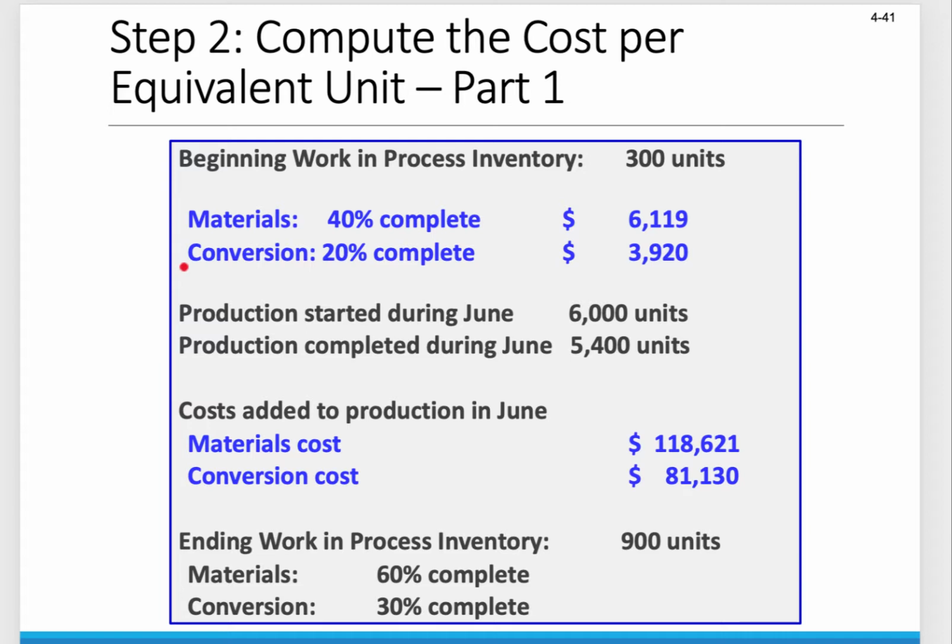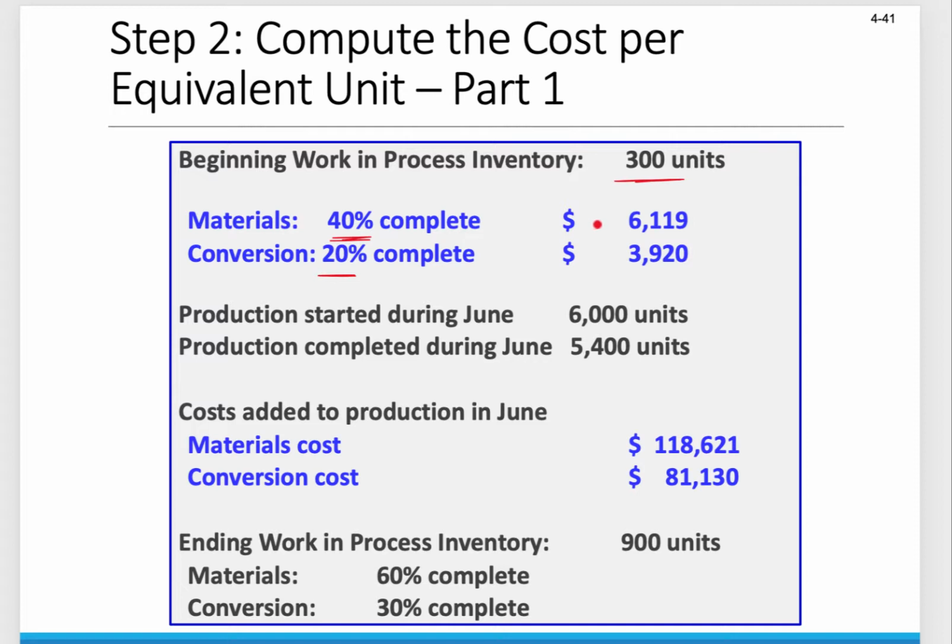Notice what they give us here. They give us the beginning WIP, 300 units, 40% completed with respect to material, 20% completed with respect to conversion costs. And by the way, here's the cost that we added of each of these. Production started during June was still 6,000 units. Production completed and transferred out, 5,400 units. Nothing changed here. Cost added to production in June, so here's what we added in June.